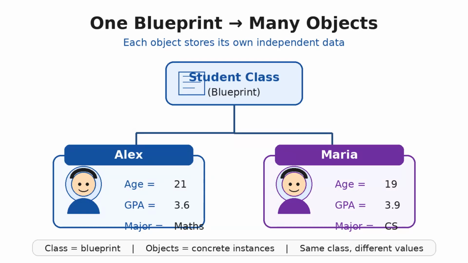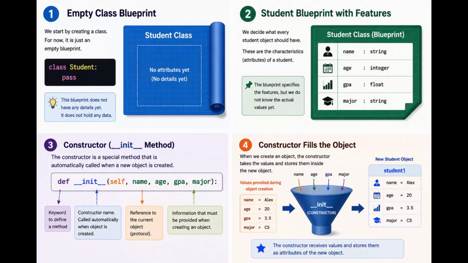Let's summarize what we learned in this lesson. We started by learning that a class is a blueprint. A blueprint describes what an object should look like, but it is not an object itself. We then created a Student class to represent students in our program. Next, we identified the attributes that every student should have.